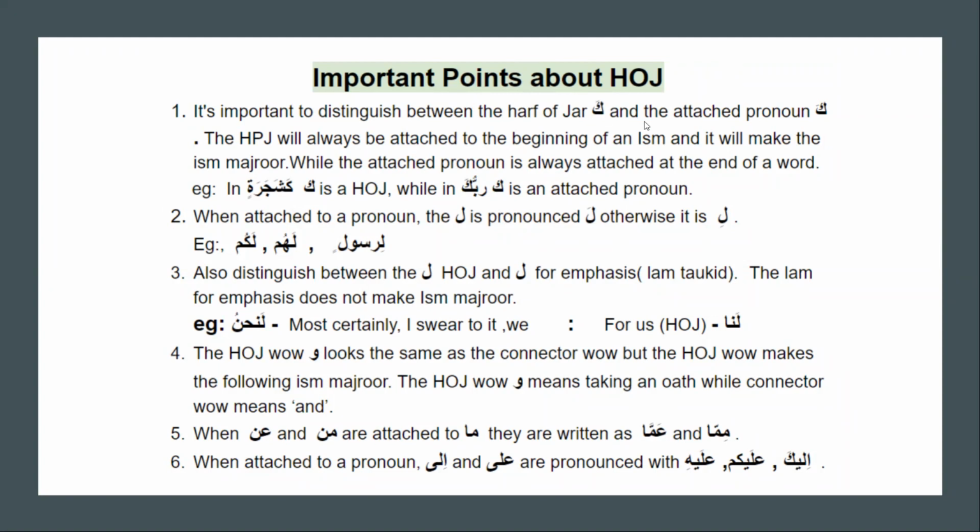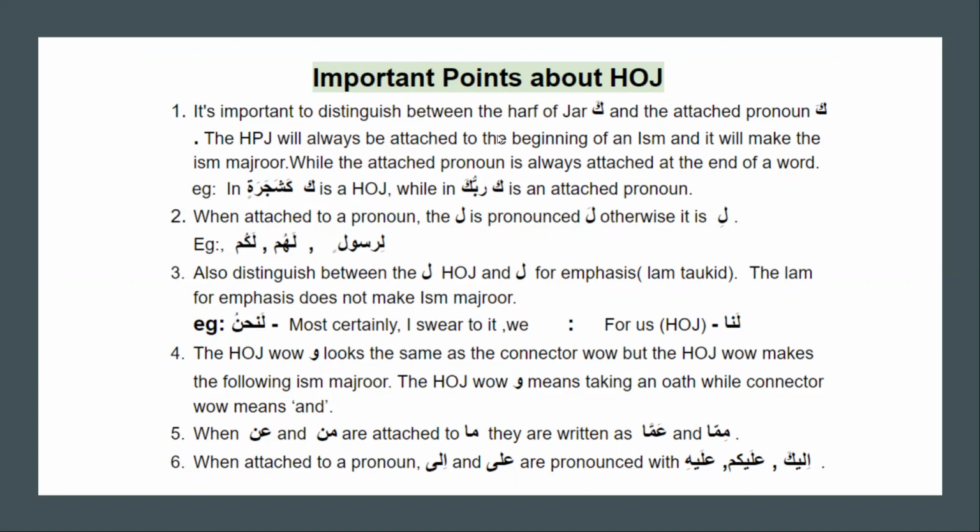Remember in pronouns, we also learned the attached pronoun ka, singular masculine pronoun for someone over there. So ka is also a pronoun, and ka is also a harf of jar. So it is important to distinguish between the harf of jar and the attached pronoun ka. The harf of jar will all, sorry, this is misspelled. This is harf of jar, not pronoun.